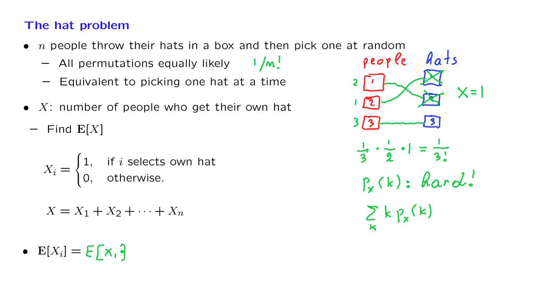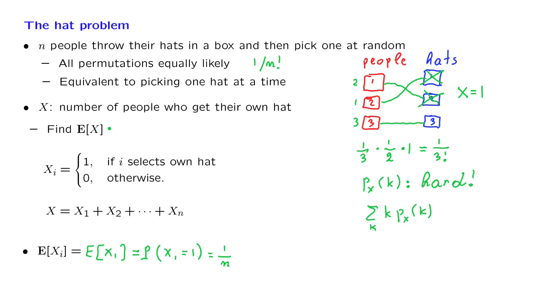Now, since x1 is a Bernoulli random variable that takes values 0 or 1, the expected value of x1 is just the probability that x1 is equal to 1. And if person 1 is the first one to choose a hat, that person has probability 1 over n of obtaining the correct hat. So each one of these random variables has an expected value of 1 over n.